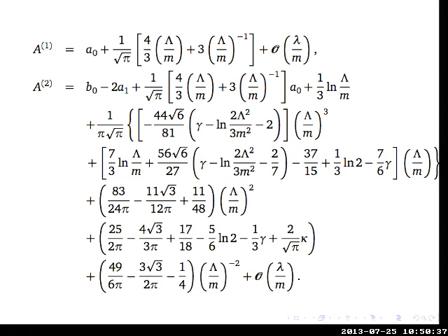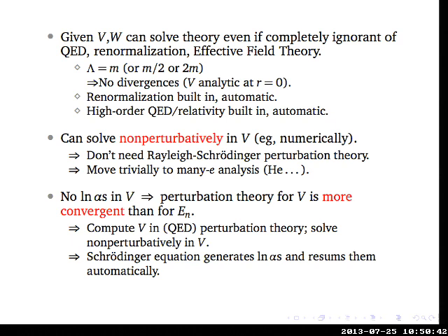And so one calculates this once, you have that potential, and then you're ready to finish the problem. So we have V and W, we can solve the theory completely at this point. Once I tell you what V is and I tell you what W is, you don't need to know QED, you don't need to know renormalization, and you don't need to know effective field theory, you just need to know how to diagonalize a Hamiltonian.